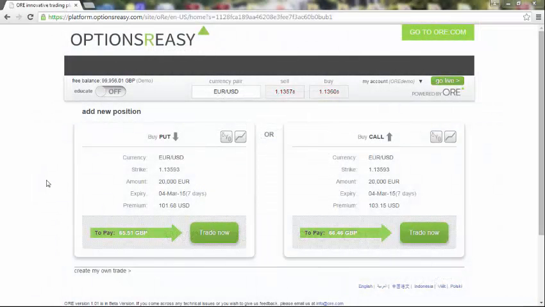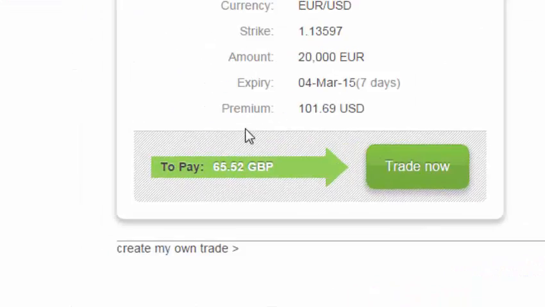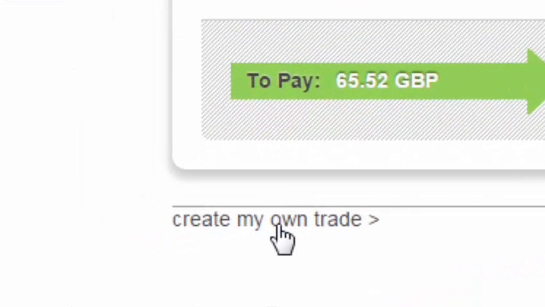In the first lesson, we used the new mode to trade options. Now we're going to move up a level. From the new mode, click the link in the bottom left, Create My Own Trade.